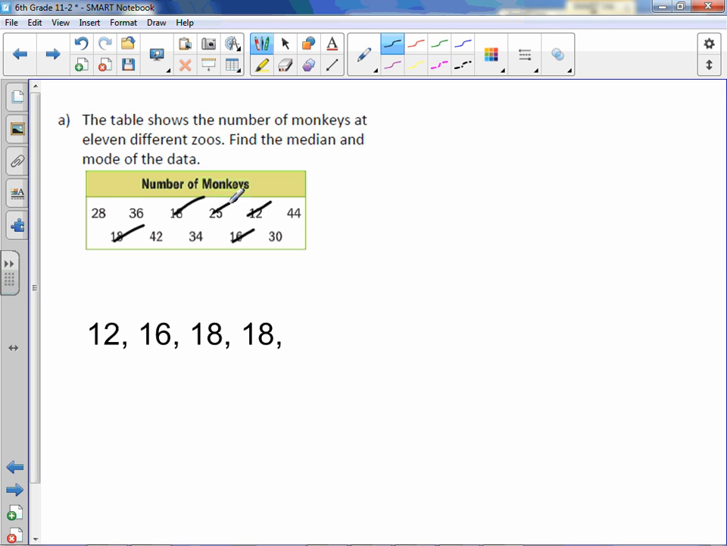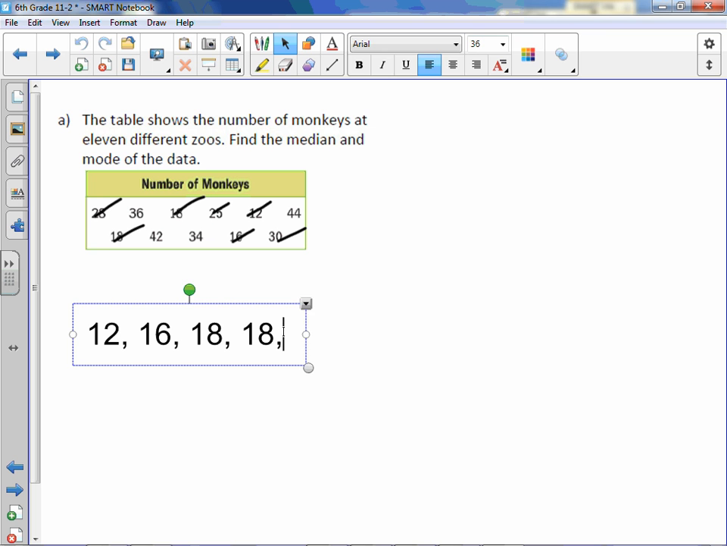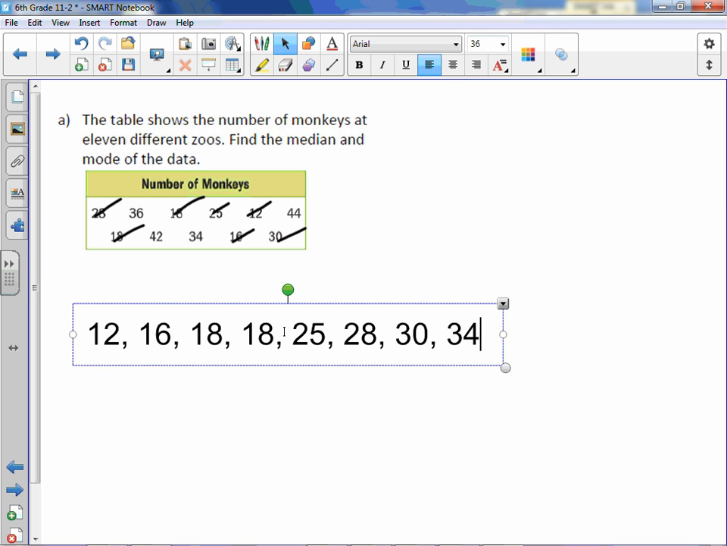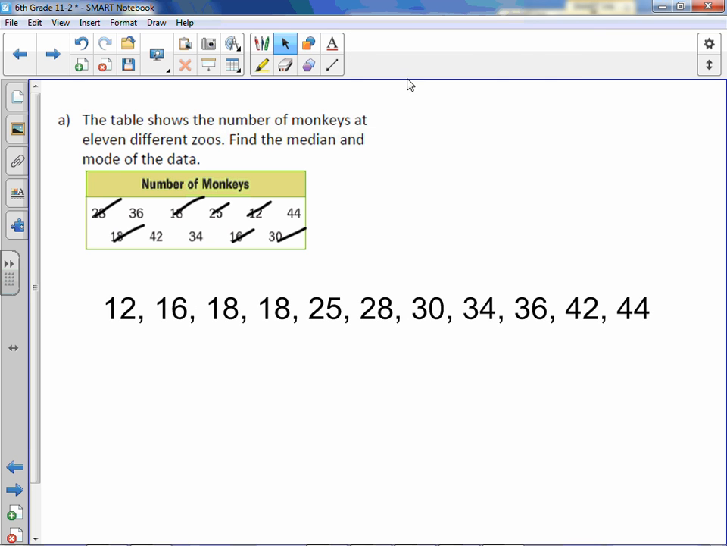So we use 12, 16, 18, 18, 25, 28, and 30. Then 34, 36, 42, 44. Now we've got 1, 2, 3, 4, 5, 6, 7, 8, 9, 10, 11. Let's make sure we have them all. Good, we have them all.